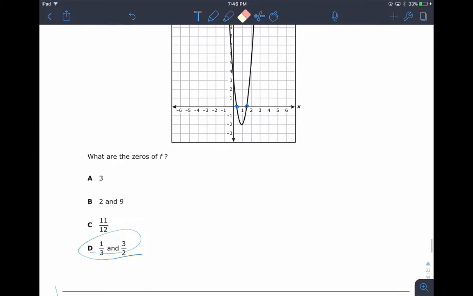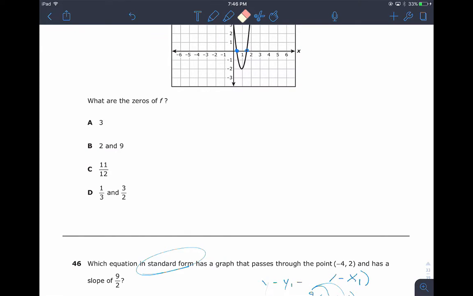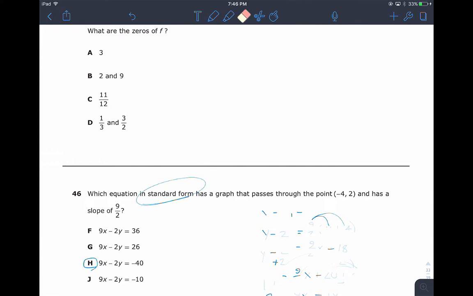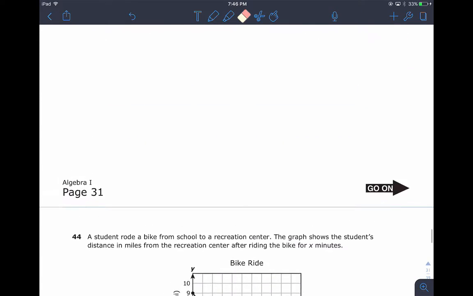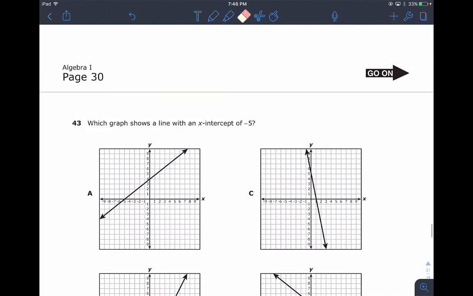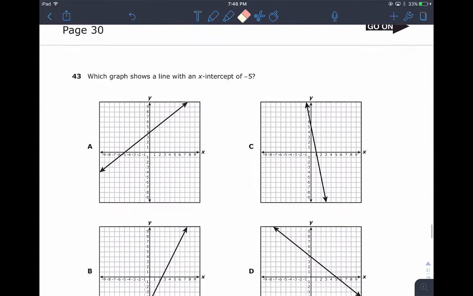I'm trying to erase everything. Not bad. Alright, so this next one here is not too bad. What do we got? Okay, which graph? I think this is it. Yep. Which graph shows a line with an x-intercept of -5?